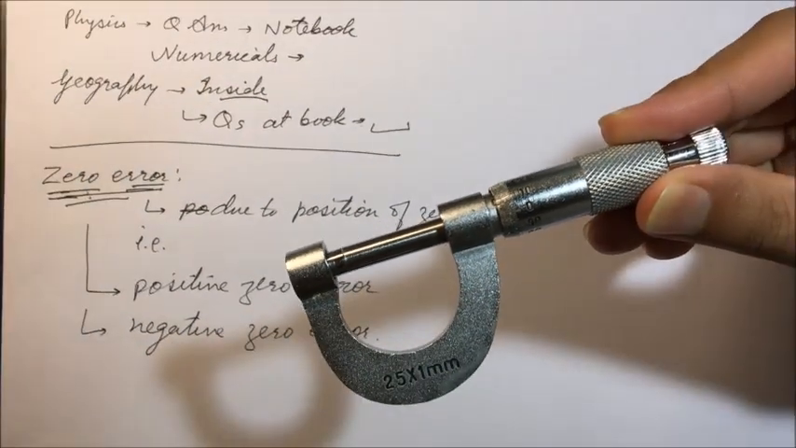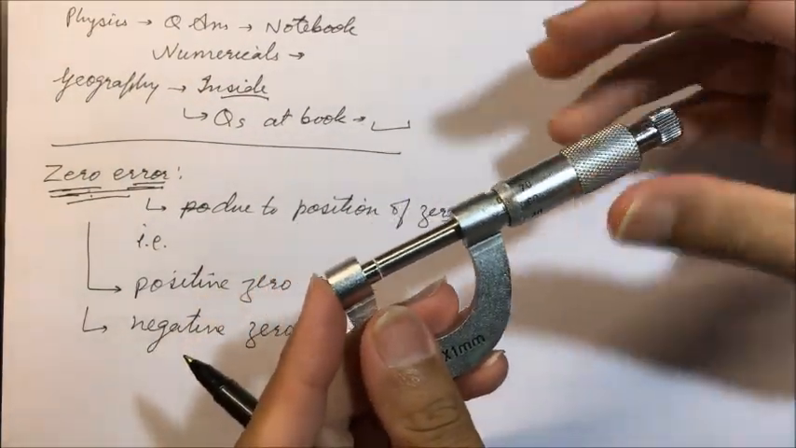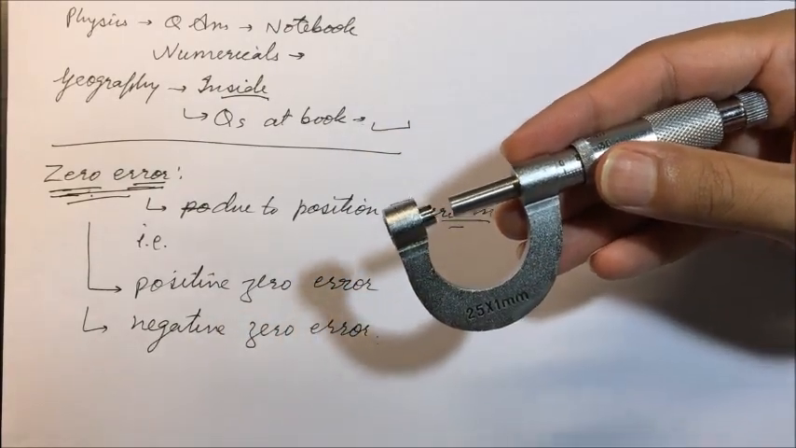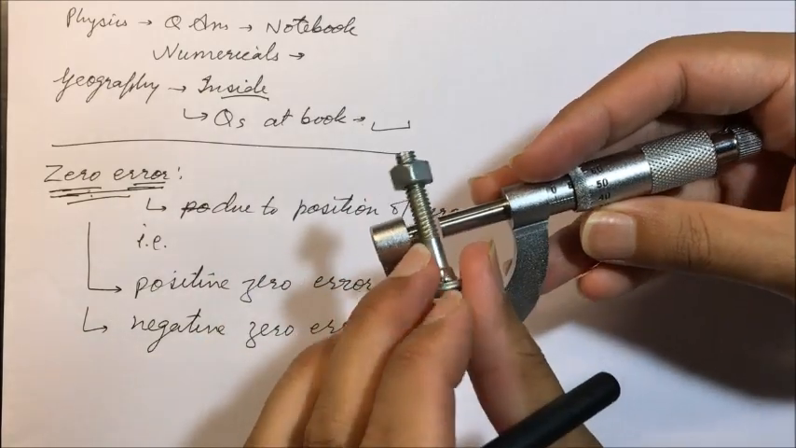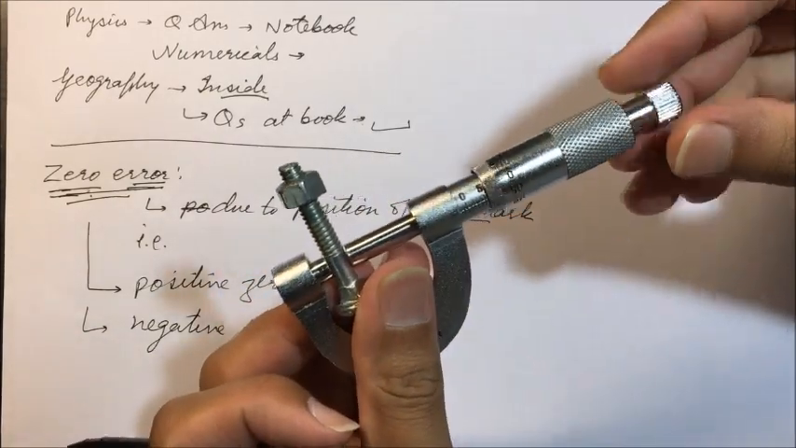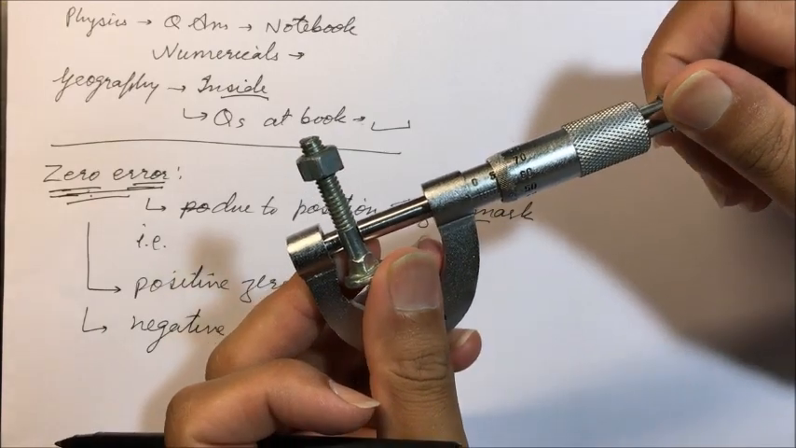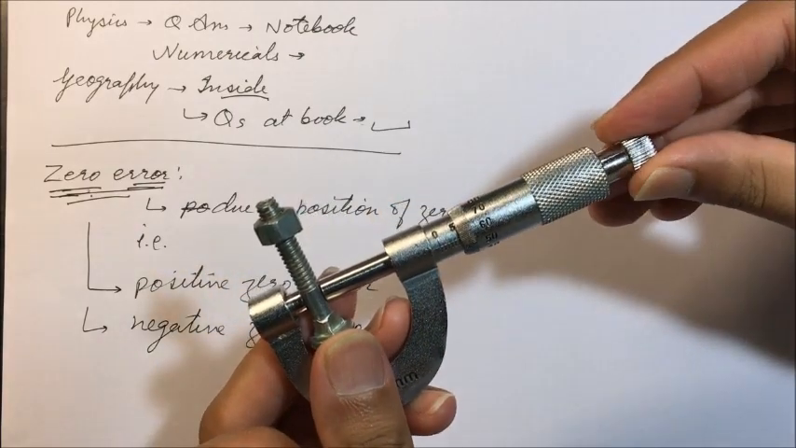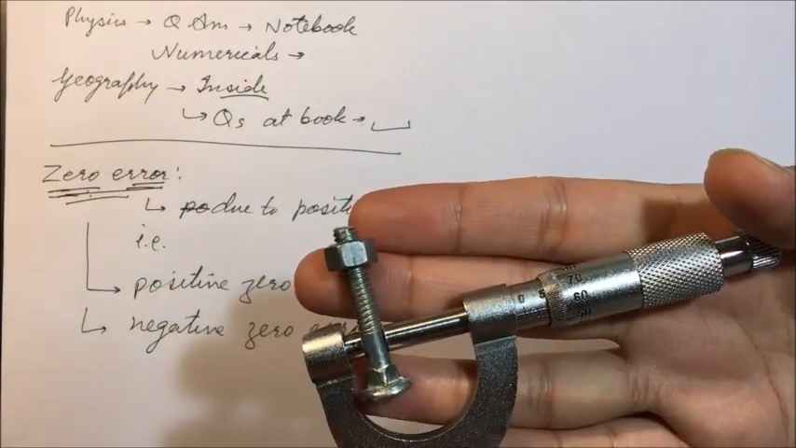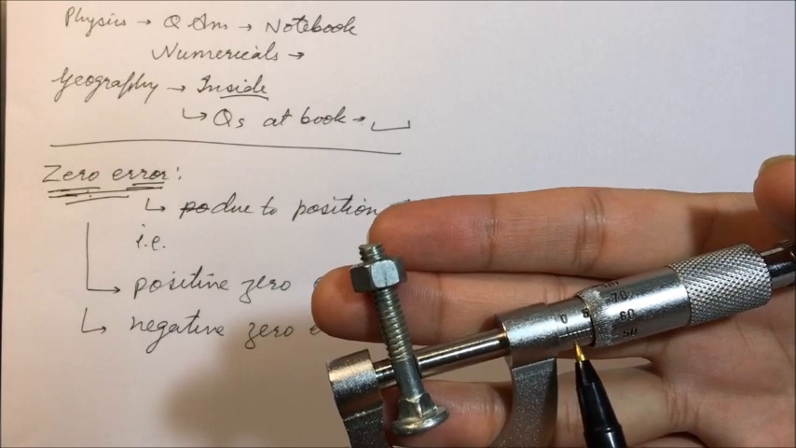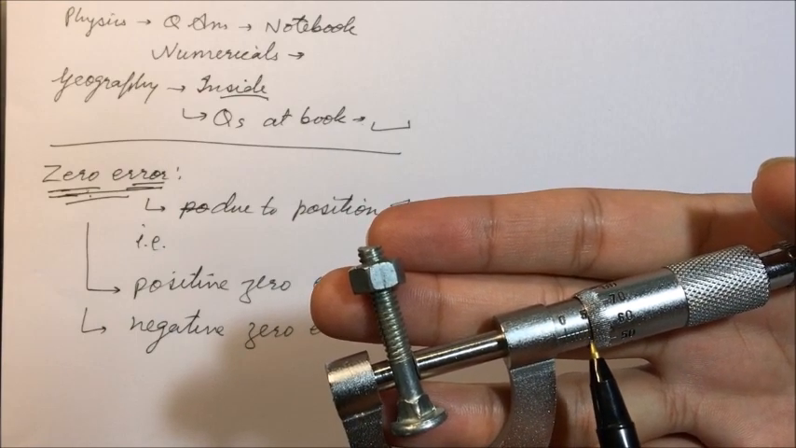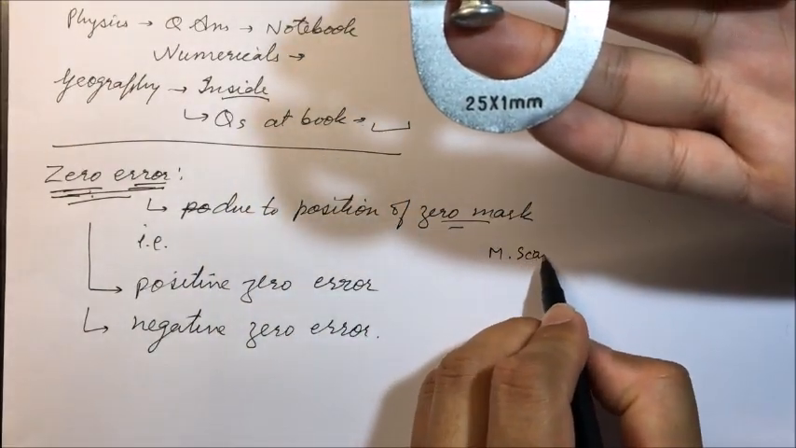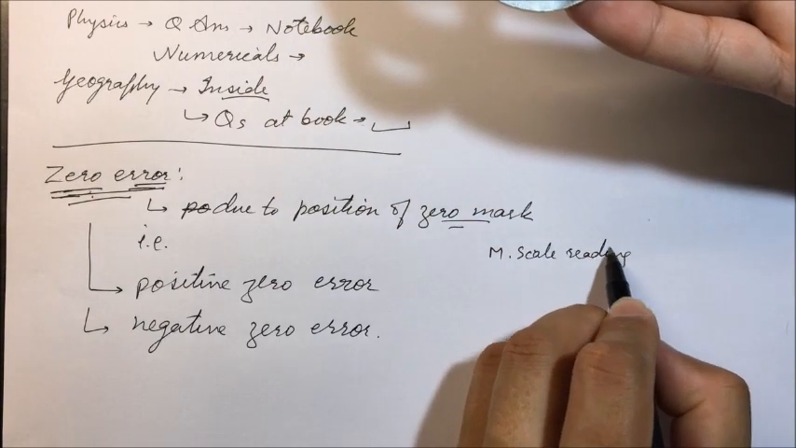Now, whatever reading this instrument gives for measuring any object, for example, I have to measure the diameter of this screw, that will be the true reading. The observed reading will be the true reading. First we will take the main scale reading: 1, 2, 3, 4, 5 divisions. So the main scale reading is 5 mm.